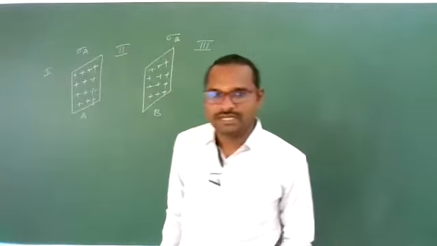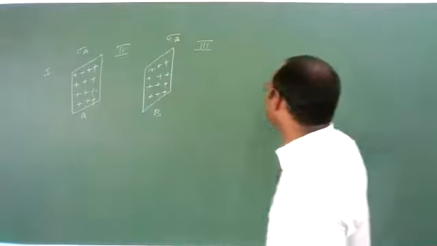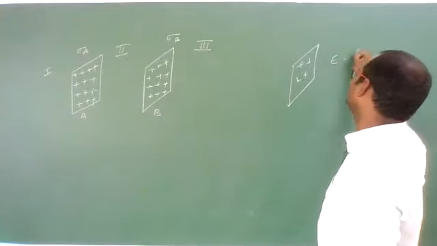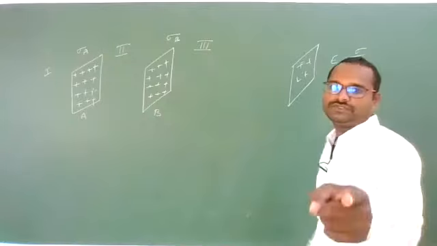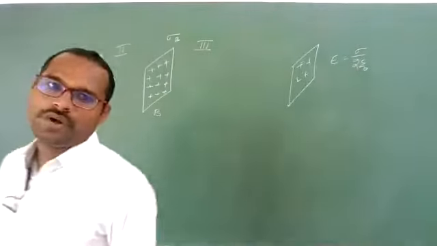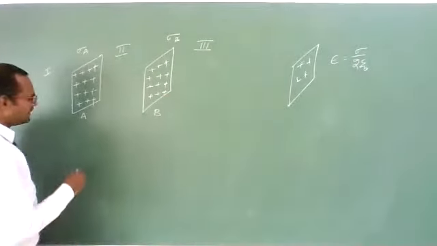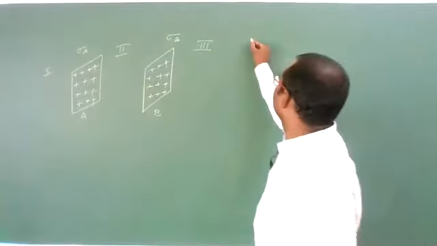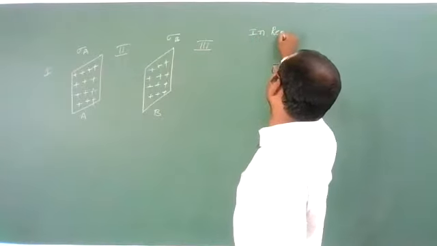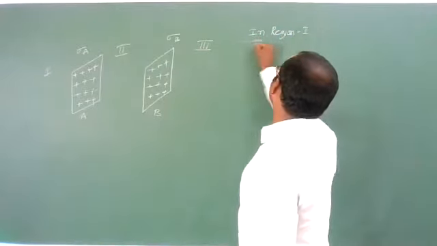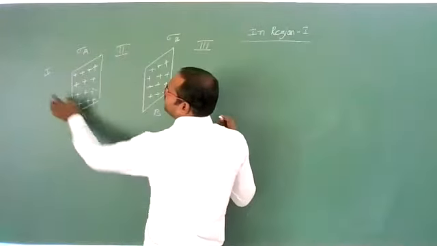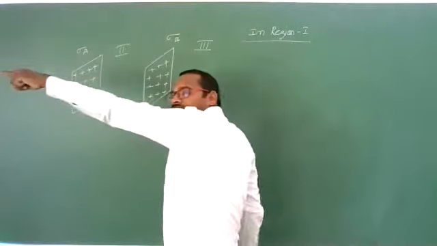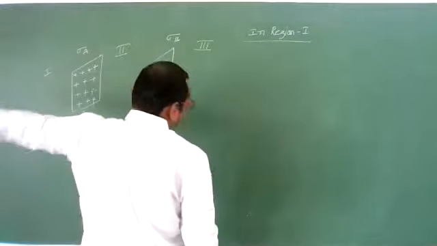Got it? Now, what will be the electric field value due to a sheet of charges? Due to a sheet of charges, electric field E can be written as sigma by 2 epsilon naught. You know this. Yesterday we have done. Okay. Now I am talking about region 1. Due to sheet A in region 1, electric field is in that direction. Which direction? From right to left.